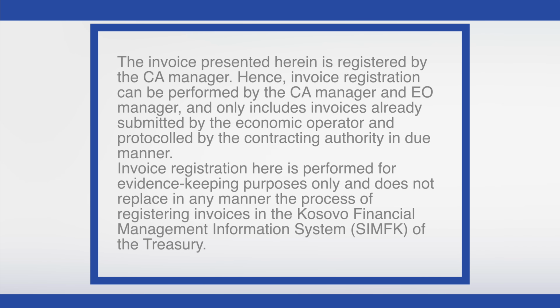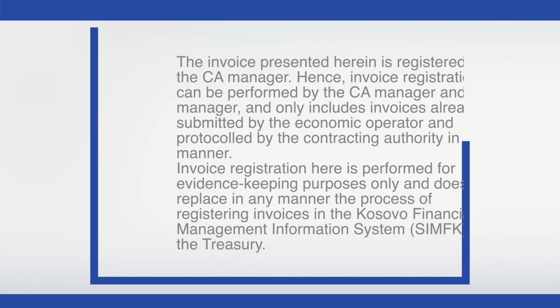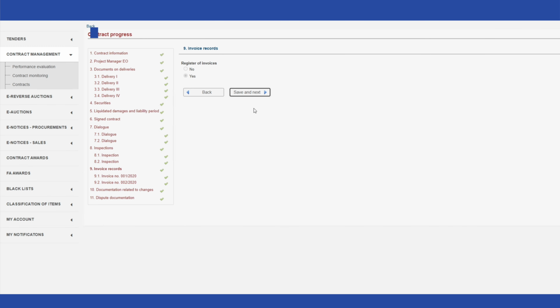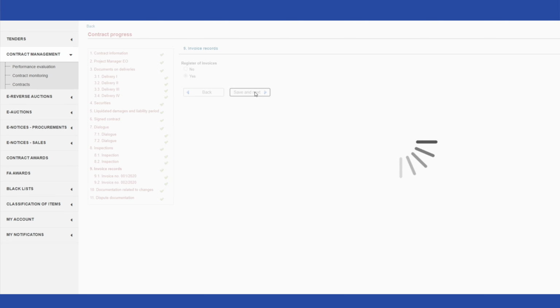Hence, invoice registration can be performed by the CA manager and EO manager and only includes invoices already submitted by the economic operator and protocoled by the contracting authority in due manner. Invoice registration here is performed for evidence-keeping purposes only and does not replace in any manner the process of registering invoices in the Kosovo Financial Management Information System of the Treasury. To continue to the next step, click on the Save and Continue button.